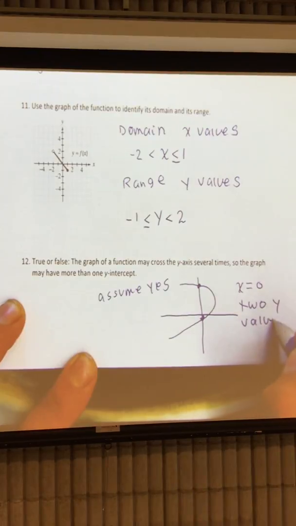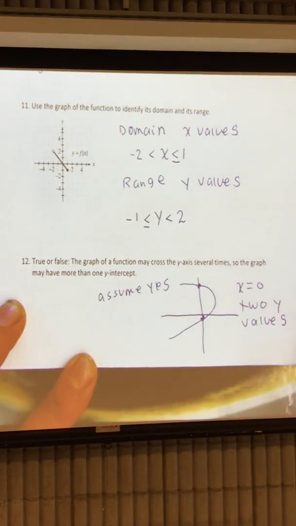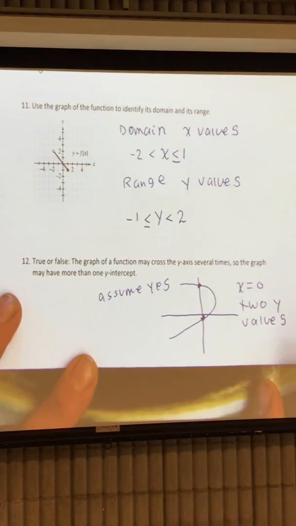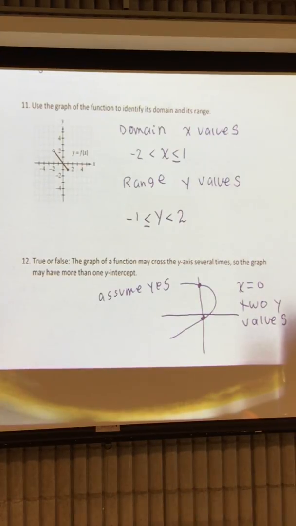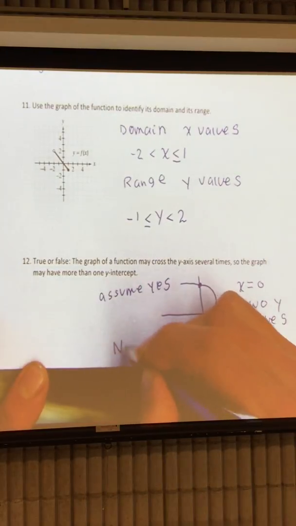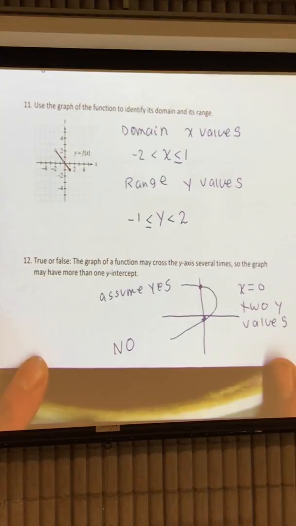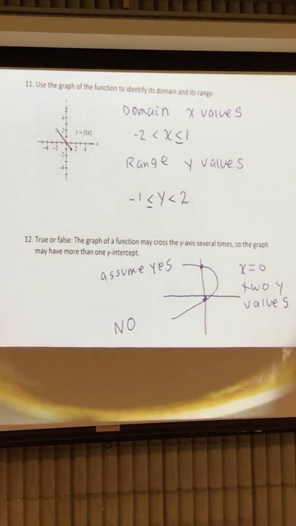And that makes x equals 0 double valued. And so no, it is not possible. And that concludes section 2.1 exercises.